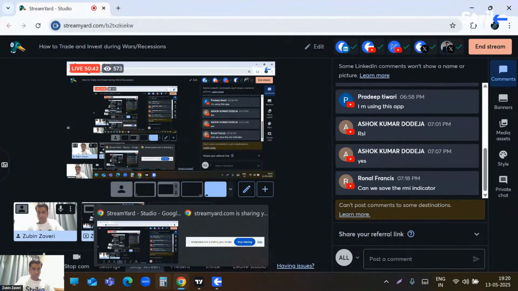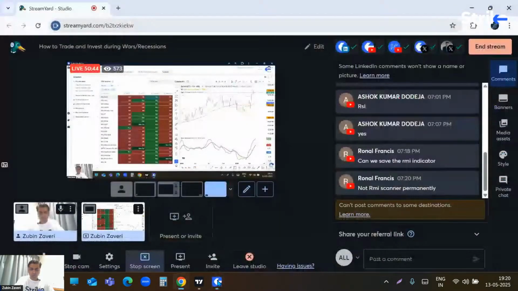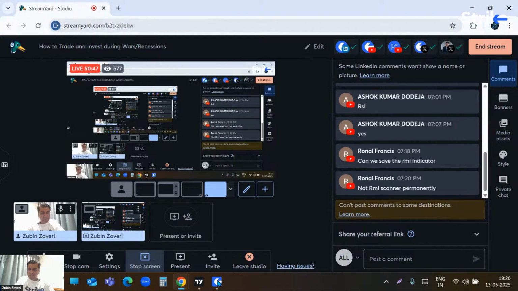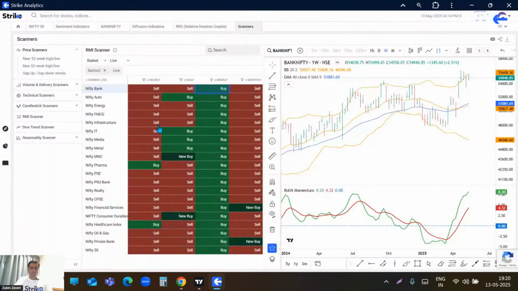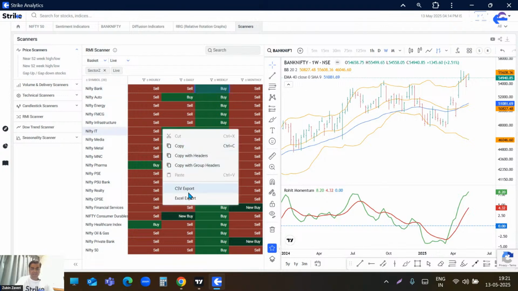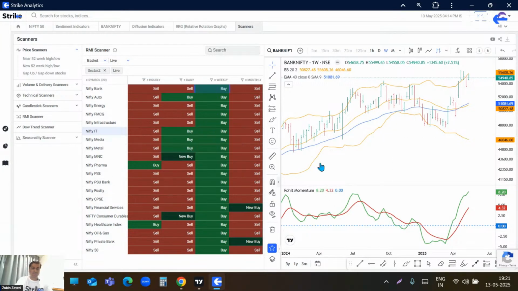So let me answer this. Not the RMI scanner permanently. Yeah. So it will keep on fluctuating. As and when the signal changes, this will keep on fluctuating. So what you can do is, once you get this detail over here, you can right click anywhere on this particular table and then export it to CSV format or Excel export. So that will remain with you, and then, after it changes, you will have some data which is behind.